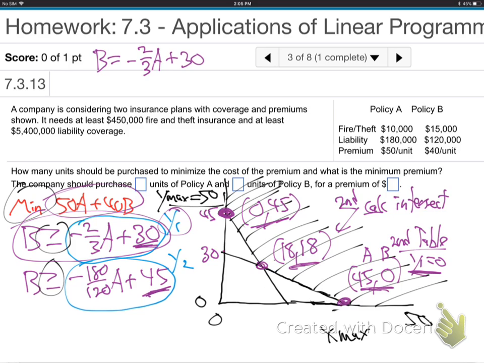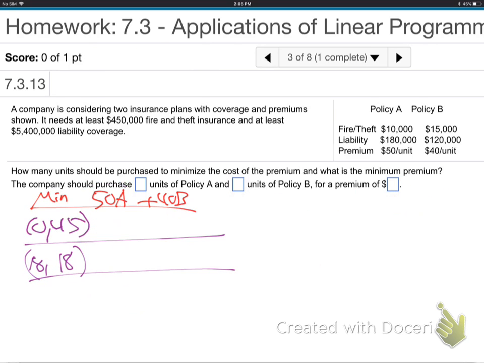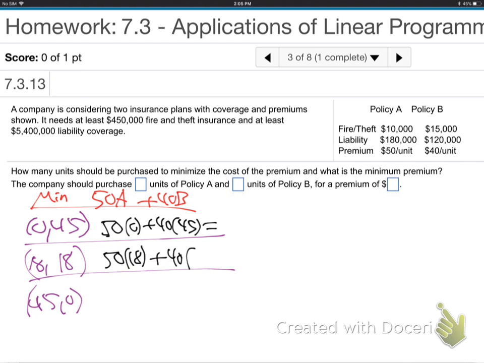And what's the other one? 45, 0? Yeah, 45, 0. Okay, so plug them in. Here we go. 50 times 0 plus 40 times 45. Next one is 50 times 18 plus 40 times 18. The third one is 50 times 45 plus 40 times 0.